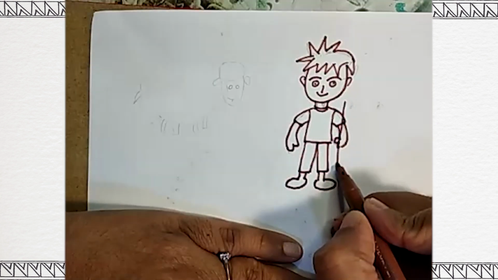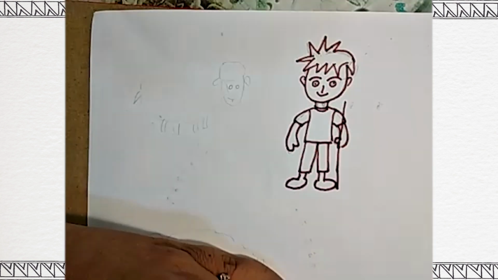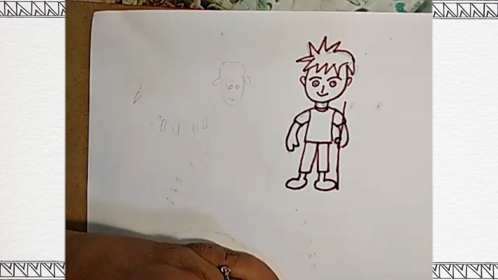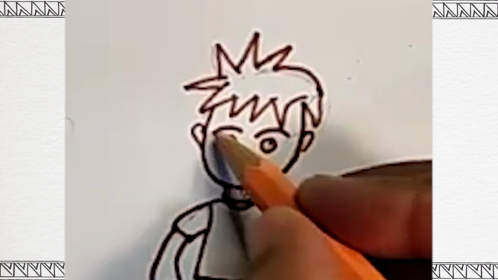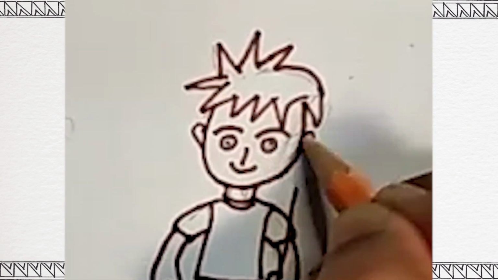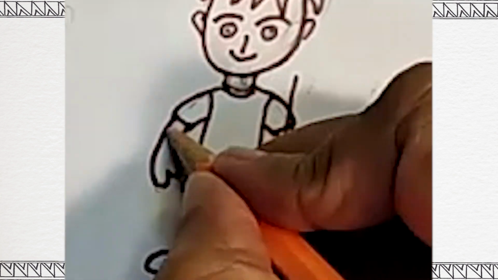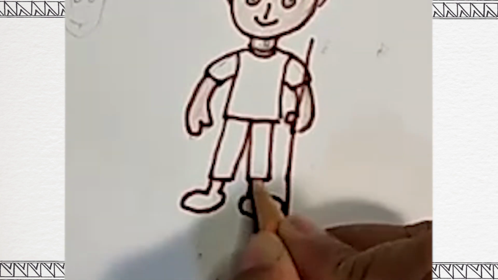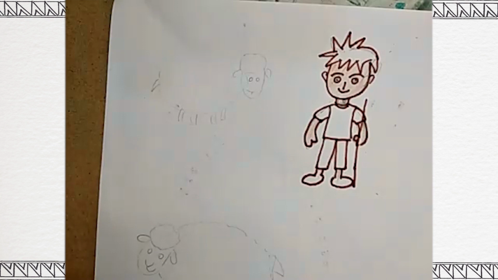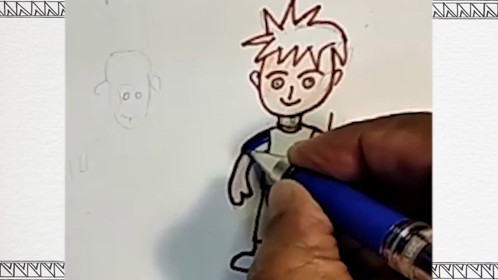This boy has a stick in his hand. Shall we color the face of the boy? We can color his face, ears, neck and hands with a little peach color. If you don't have peach color, use yellow color. Now, let me make his t-shirt sleeves blue.